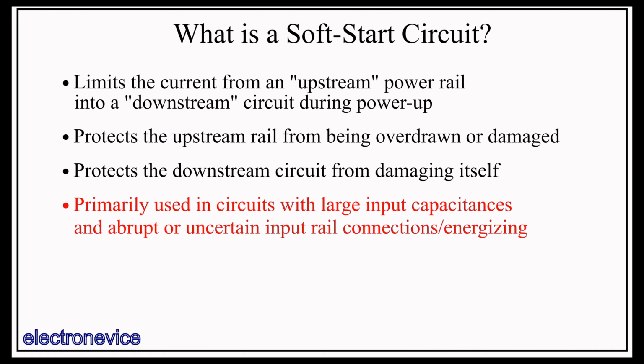too quickly. It is primarily used in circuits with large input capacitances and when the input rail is abruptly applied or energized, or the manner in which the input rail is applied or energized is uncertain or uncontrolled. Soft start circuits tend to be important at the power input upstream of a significant amount of circuitry, such as a power rail in a large subcircuit or an entire circuit board, especially circuitry that has DC-DC converters in it. Soft starts are not generally applied to every chip or every small subcircuit, though many chips may employ their own internal soft starts as needed.